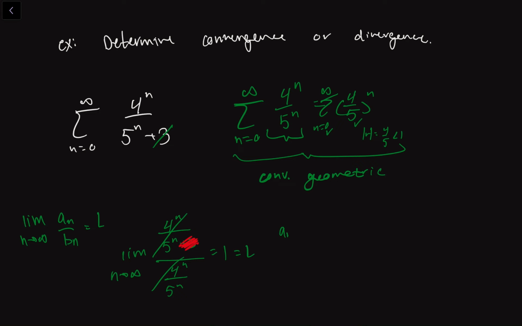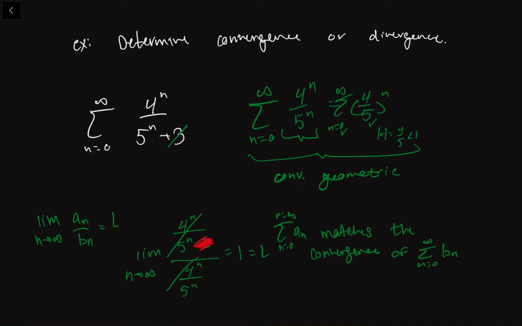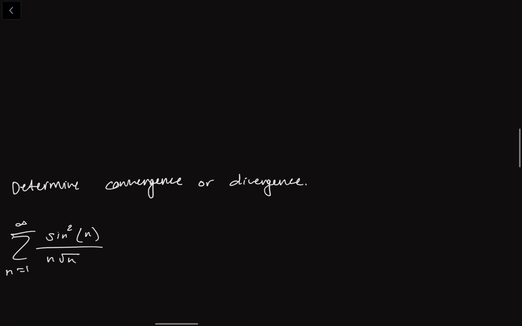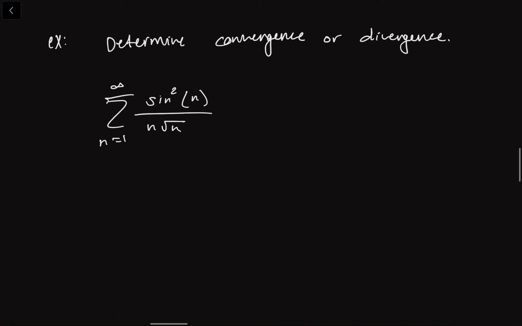So the sum of a sub n matches the convergence of b sub n. So it is said to converge through the limit comparison test. We'll also look at the direct comparison test, but let's determine the convergence or divergence of this series.